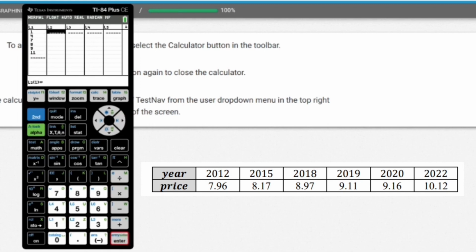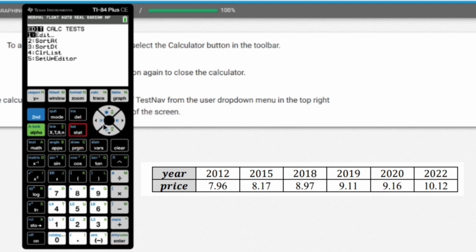Then we end up with the other numbers, which were 7.96. Was it 96? Yep. 8.17, 8.97, 9.11 again, never forget, 9.16, and 10.12. This problem is asking us to find linear regression.